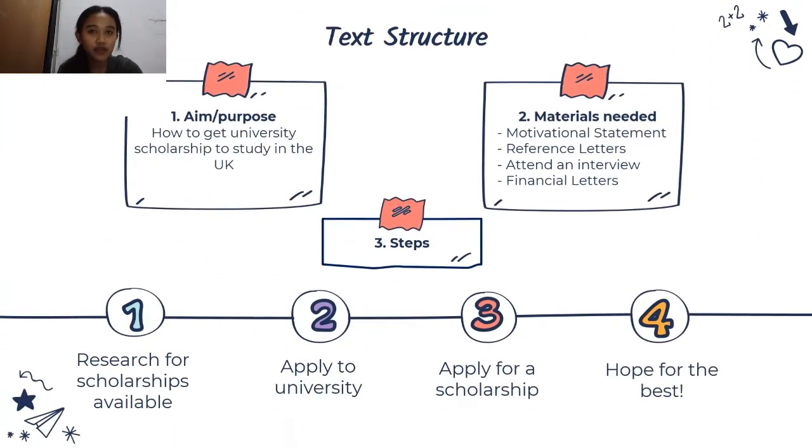The structure of the video is, the aim or purpose is how to get university scholarships to study in the UK. And then the materials needed are motivational statement, reference letters, attending interview, and financial letters. And the steps are, the first is research for the scholarships available, and the second is apply to universities. The third step is apply for a scholarship, and the last step is hope for the best.